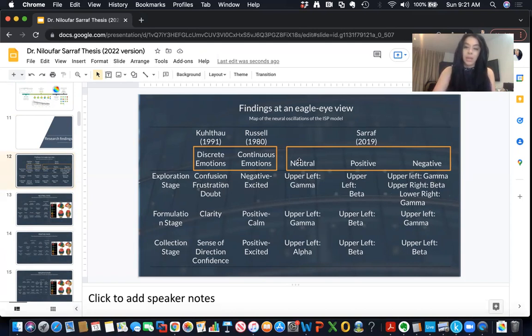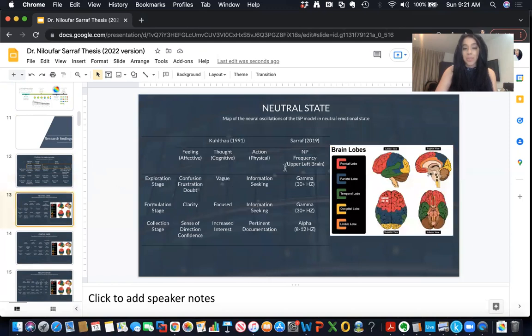Neutral is when the subjects were in a neutral state of being when they started with information seeking. Positive is when they started from the positive point of view, and then negative point of view. For the interest of time, we're just going to go through the neutral aspect of it. And this is the neutral. And as you can see, the left prefrontal lobe actually showed to be the most active.